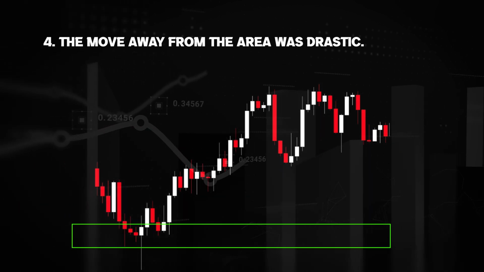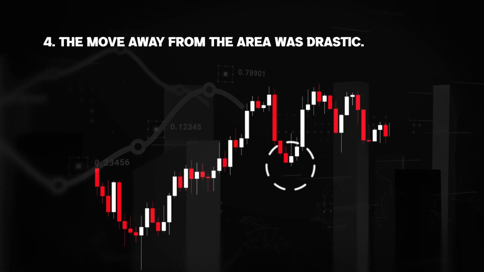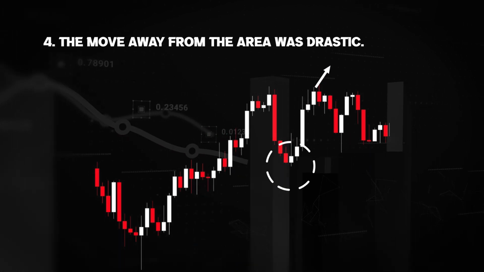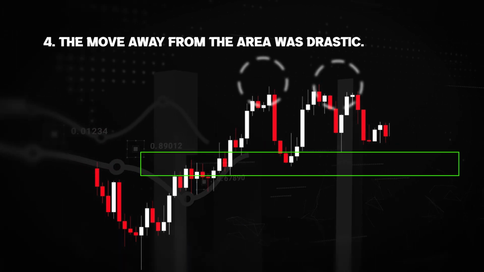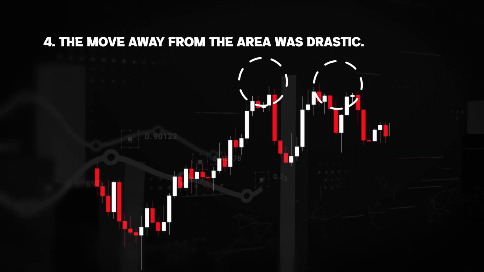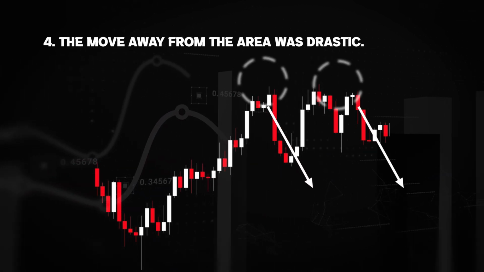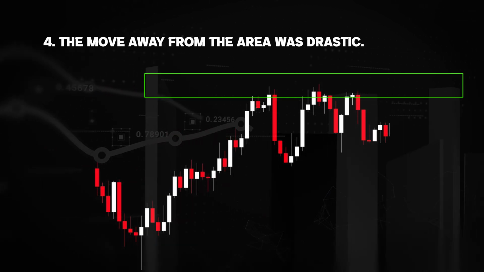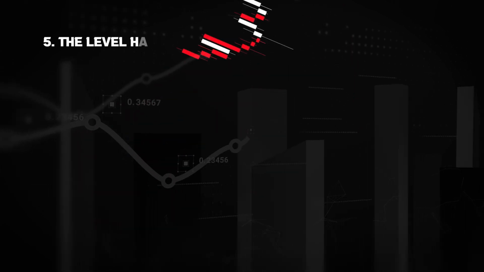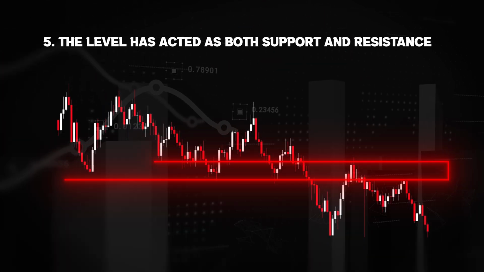Similarly, here, the price again moved away from the area significantly, marking another key level. At the top, each time the price reached this point, it reversed sharply, establishing another significant level of resistance.